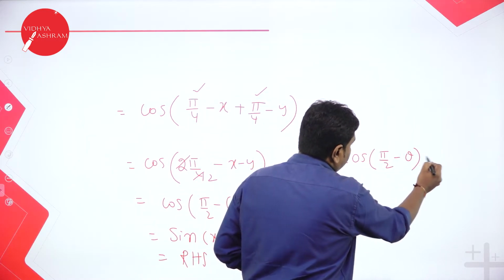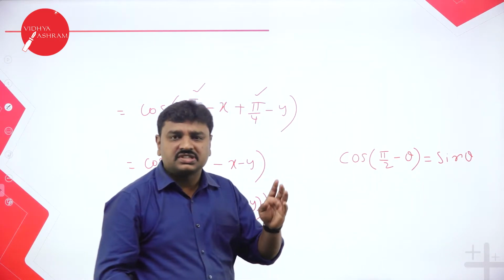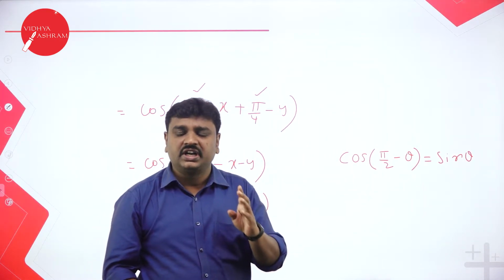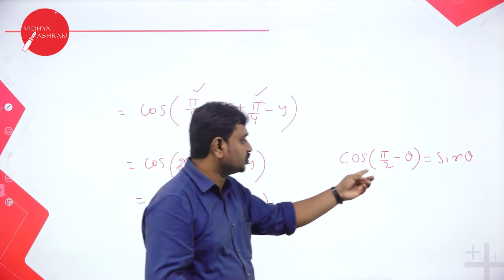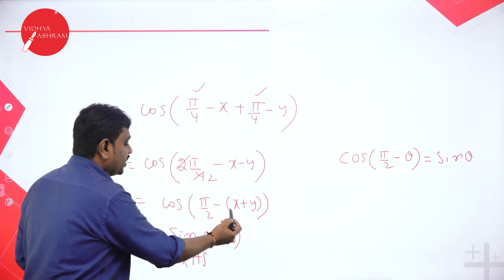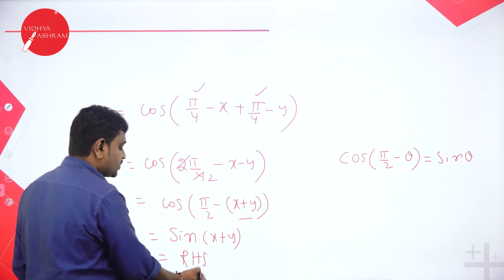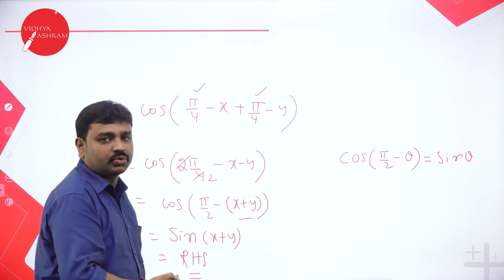You know cos of 90 minus theta is sin theta. So cos of 90 minus theta. 90 minus theta lies in first quadrant. For 90, function changes to co-ratio. So cos changes to sin. So cos of 90 minus theta becomes sin theta. So here cos of pi by 2 minus x plus y becomes sin of x plus y. In the place of theta we have x plus y. So I'll write x plus y. This is RHS. Hence the proof.